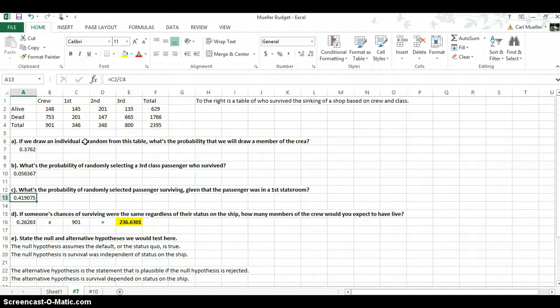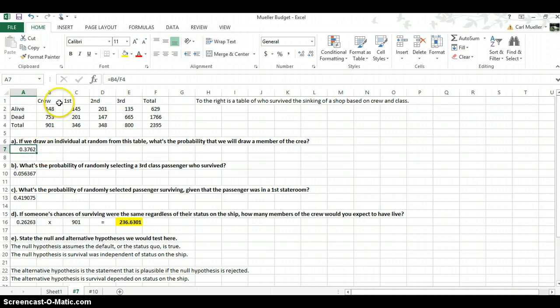What we have here to the left is a breakdown by class or crew and by mortality, the survival rate of a sinking ship. So you have your totals here by crew and class, and the totals here by those who made it and those who didn't. If we draw an individual randomly from this table, what's the probability that we will draw a member of the crew? That's a simple cut and dry answer.